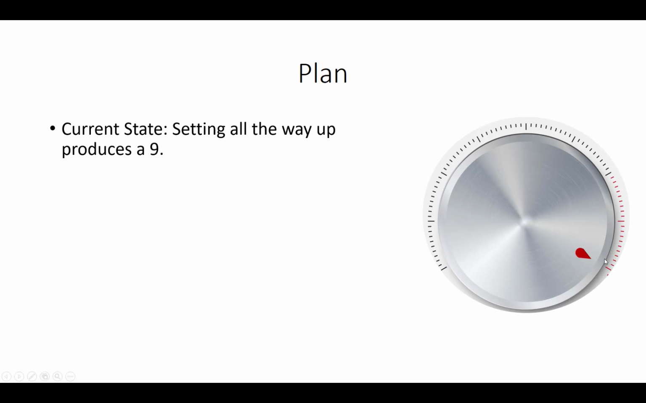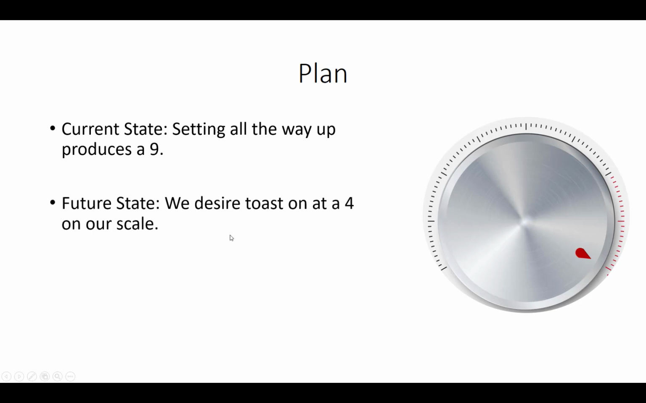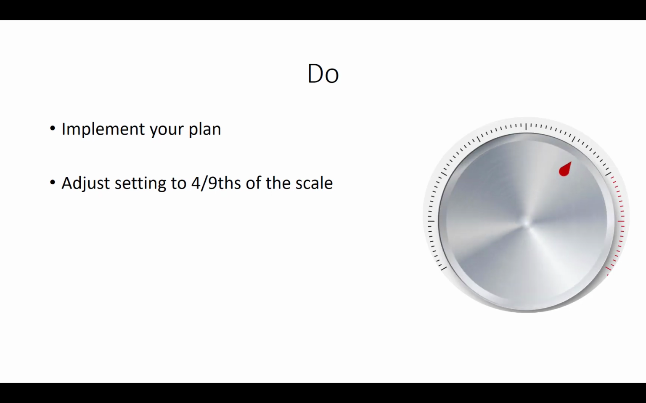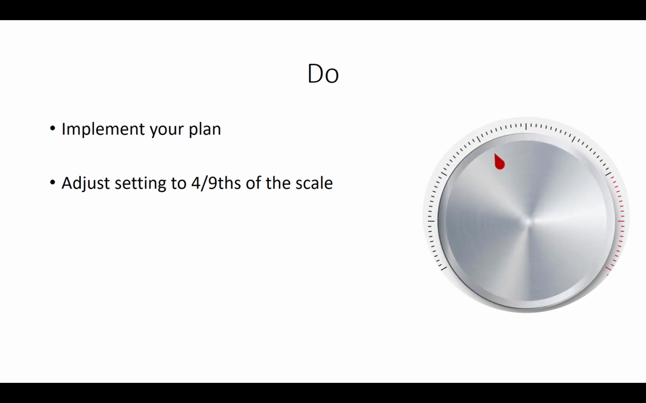Okay, so our plan, let's say there's 9 points on here, right? 9, 8, 7, 6, 5, 4, 3, 2, 1. So we're at 9. We think that maybe a 4 will produce a 4. We desire toast on a 4 scale. Action plan, we're going to adjust the setting to 4/9 of the scale. So at the do step, we're actually going to do that. There it is. We turned our knob down. So now we're going to make some toast, right? Toast some bread, and then we'll see what happens.